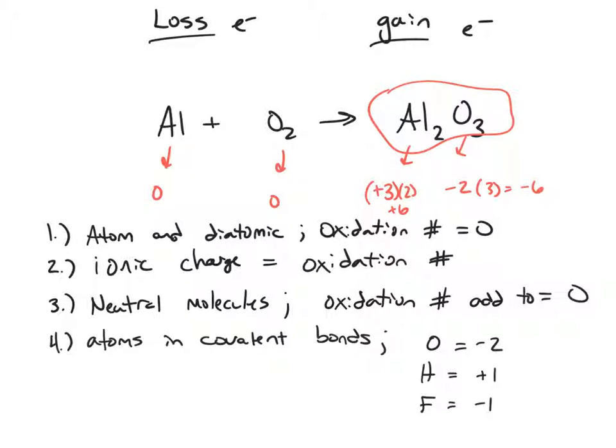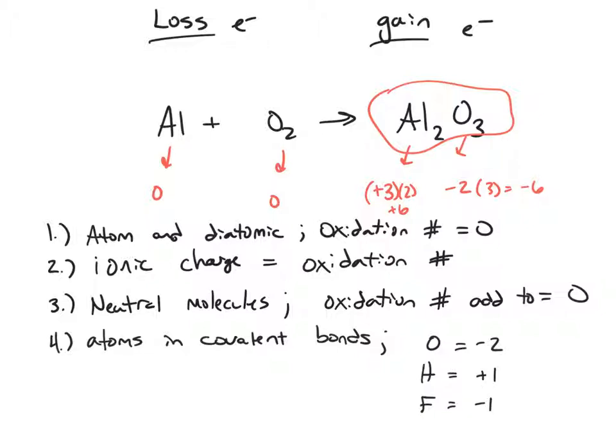Now for assigning oxidation numbers for atoms in covalent bonds, it's a little bit more difficult because you can't just look at the charge. You have to look at the charge that it would be if it were in an ionic situation. And oftentimes you look to the anion first, or the second element, and assign its oxidation number, and then assign the oxidation number for the first element in a covalent bond second. A couple of rules that are always the case is that oxygen is always a -2 oxidation number when it's in a covalent bond. And the same for hydrogen is always a +1. And fluorine is always a -1.